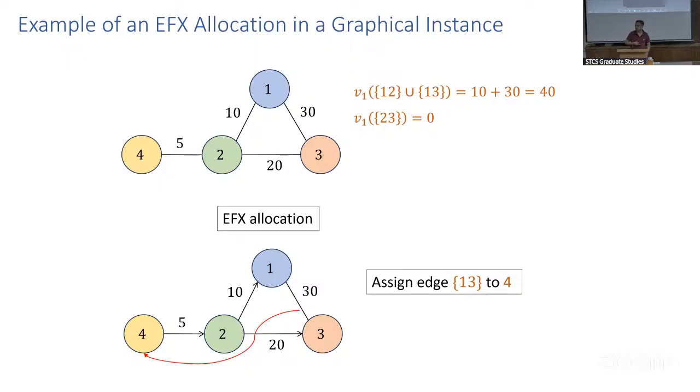Here, the 2 endpoints have the same value. Okay, I hope this is clear. Each edge will be valued positively only by the endpoints, and it will have value 0 for any other agent. So these are the values. For example, if you consider this edge 1,2, vertex 1 has value 10 for this edge, and vertex 2 also has value 10 for this edge. 0 for all others.